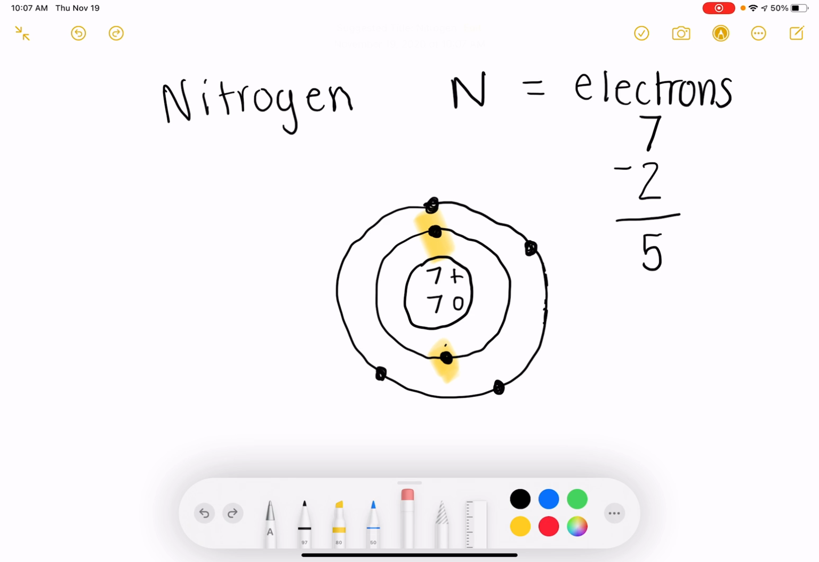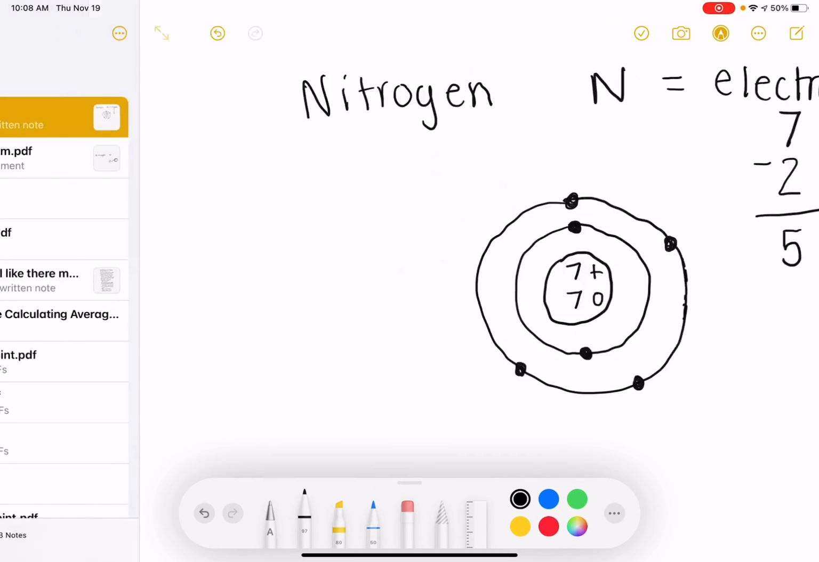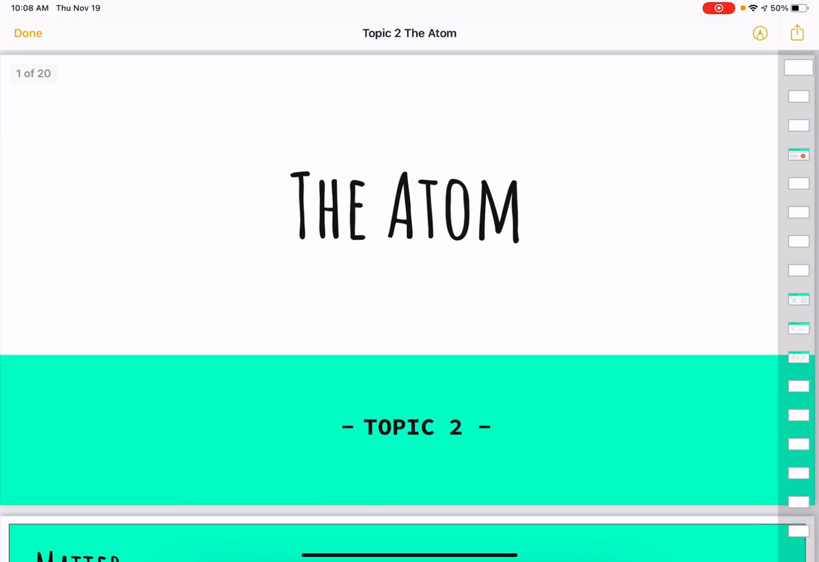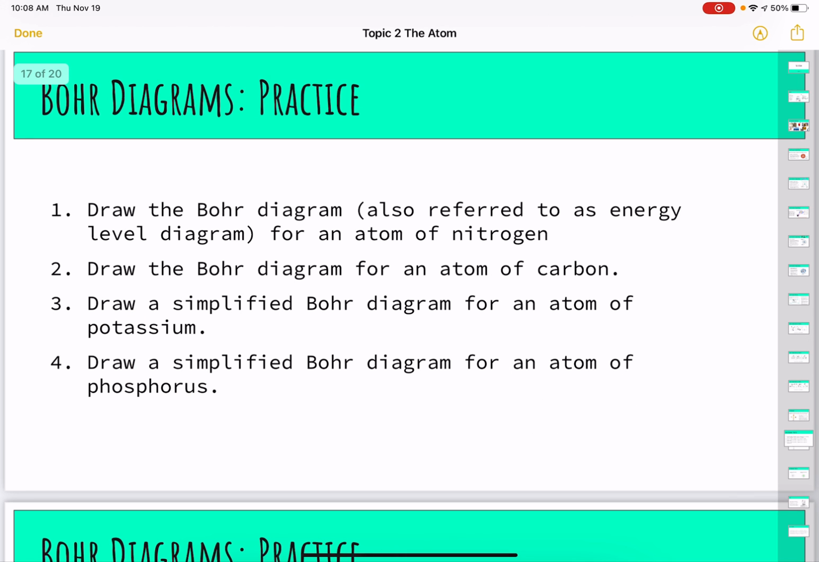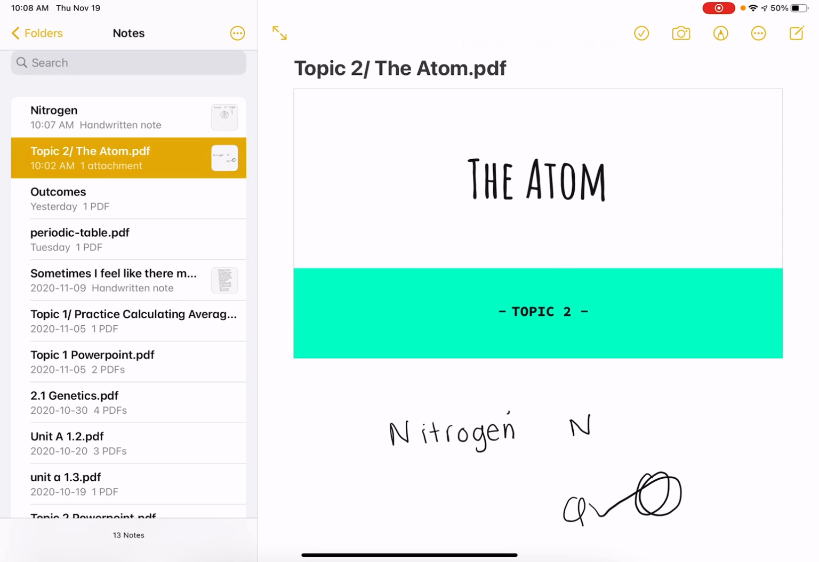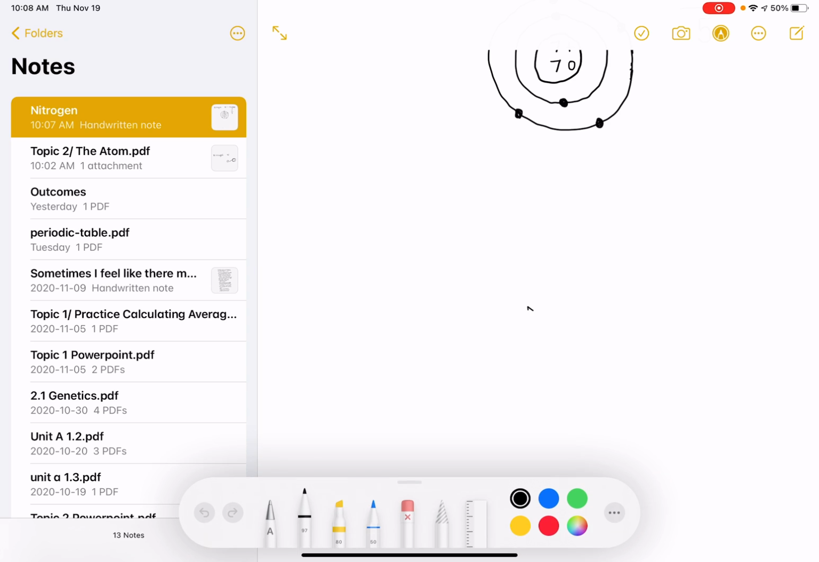Ooh, don't want to do that. I was going to try and get rid of the yellow. There we go. All right, so that is the Bohr diagram for nitrogen. That is how you do a Bohr diagram. All right, so let's go back to this and find out what the next one they want us to do. It says draw the Bohr diagram for an atom of carbon. So we're gonna do carbon next. I'm just gonna scroll down a bit here and we can do this one on the bottom.